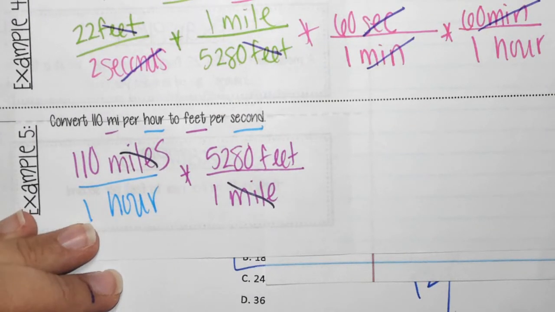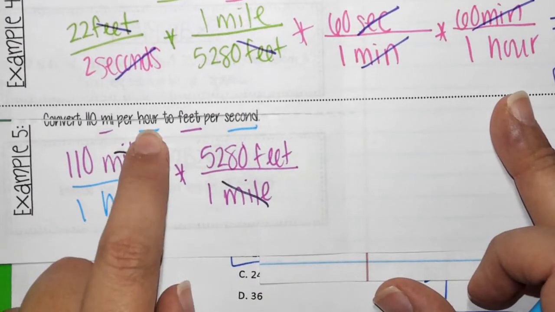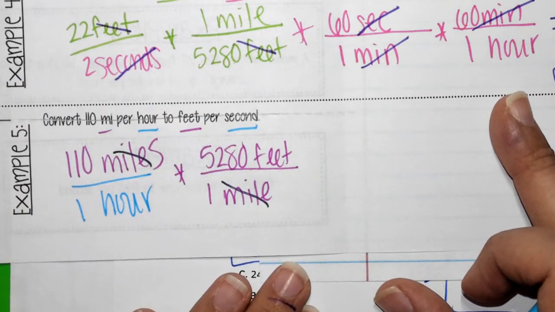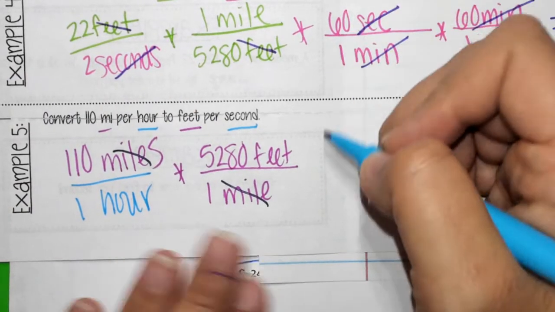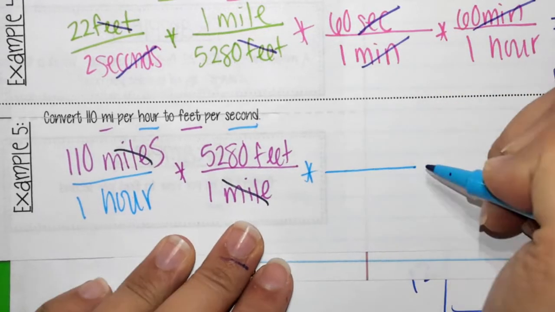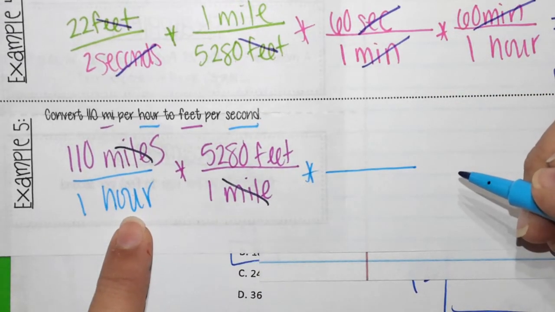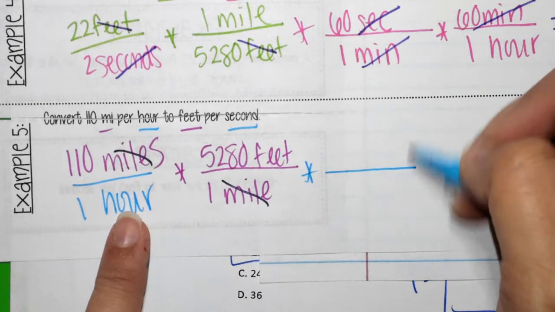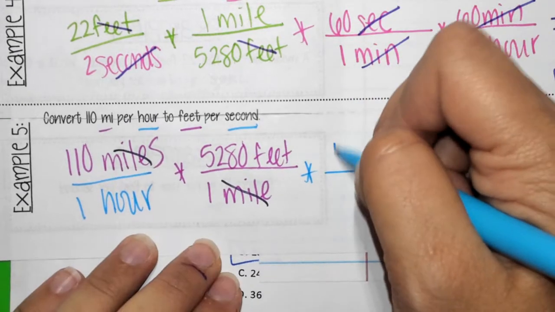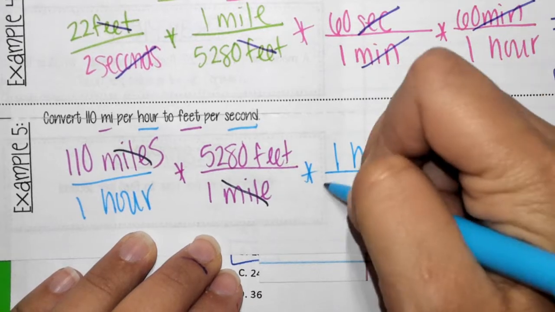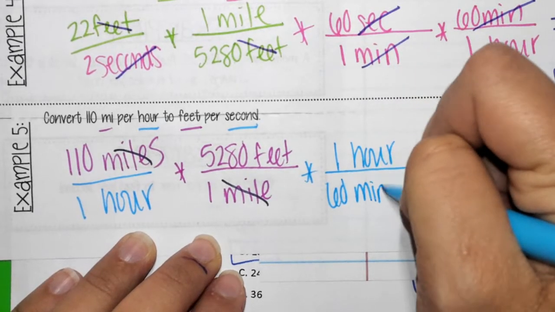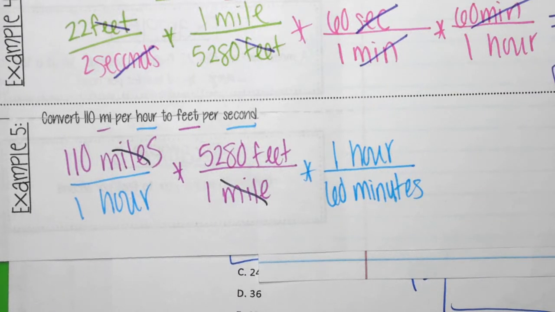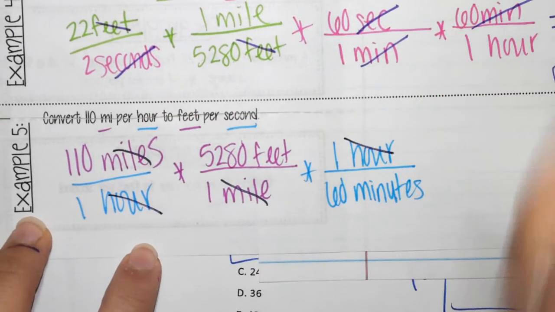Now we're trying to go from hours to what? Hours to seconds. So what do we first have to go through? Minutes. Okay. So how many minutes are in an hour? If hour is in the denominator, where does it need to be over here? The numerator. So 1 hour is 60 minutes. And I've killed my hours. Is everybody with me?